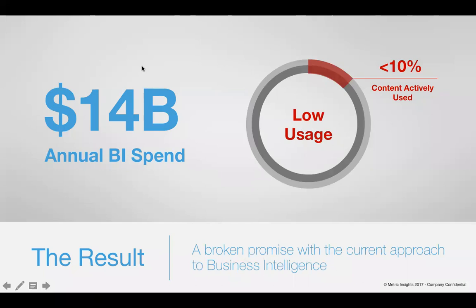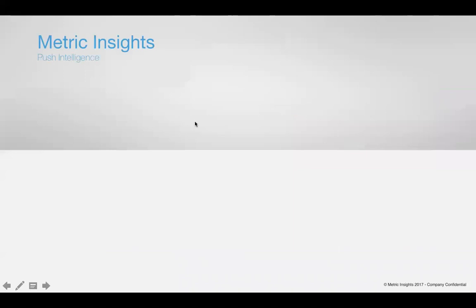So what we see out there is, again, a lot of money being spent in these efforts, but really not a lot of the content and the data that's getting pushed out is actually being used every day. So obviously, this is kind of a broken approach. And so Metric Insights, that's really the problem that we're trying to solve. And we attack it in four ways. And you'll see these in the demonstration when we get into it. But there's really four steps to solving this problem.